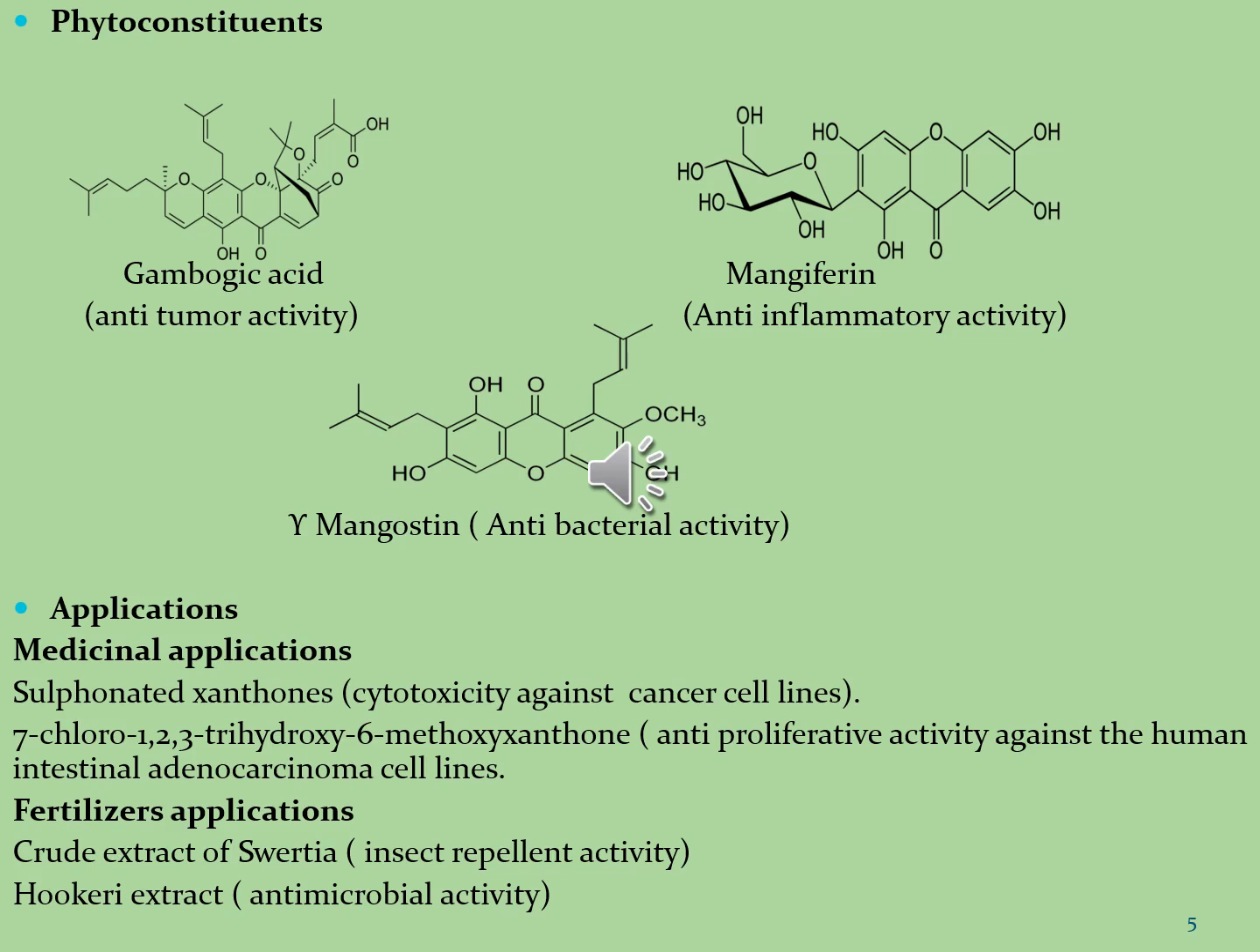Xanthones can also be used in the field of medicinal applications as well as in fertilizers. You can see over here the molecule sulfonated xanthones, which are used as a cytotoxicity agent in cancer cell lines. The second molecule is 7-chloro-1,2,3-trihydroxy-6-methoxyxanthone, which is used for anti-proliferative activity against human intestinal adenocarcinoma cell lines. The second activity is fertilizer activity, in which crude extract of Civita is used for insect repellent activity and hookery extract is used for antimicrobial activity.